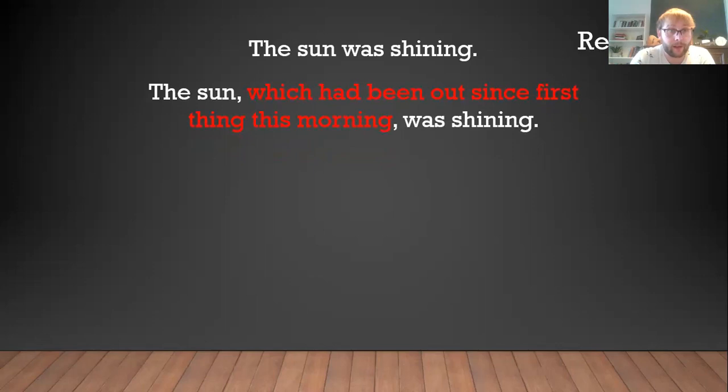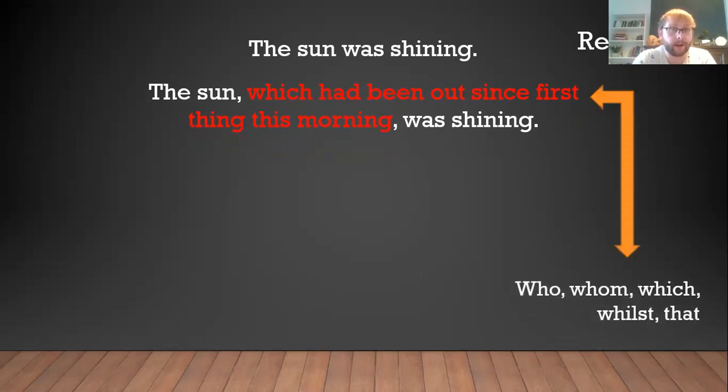This was an example of a relative clause. The sun, which had been out since first thing this morning, was shining. And we talked about the fact that there are five main relative pronouns: who, whom, which, whose, and that. There are also a few others as well.